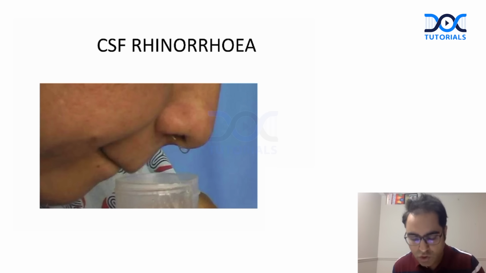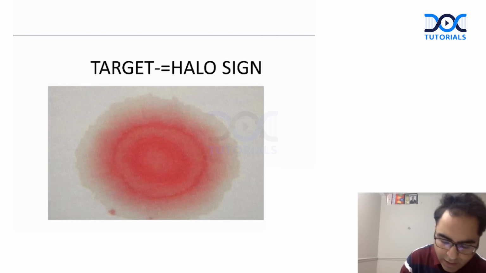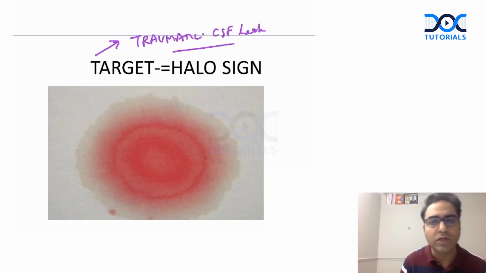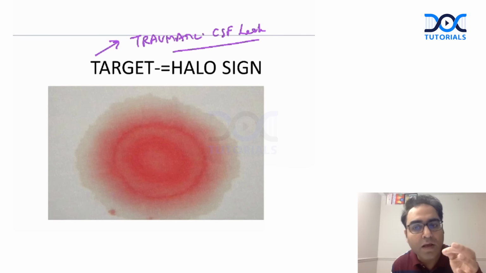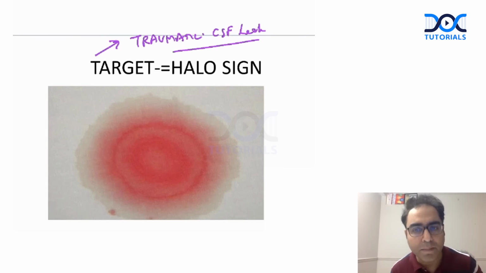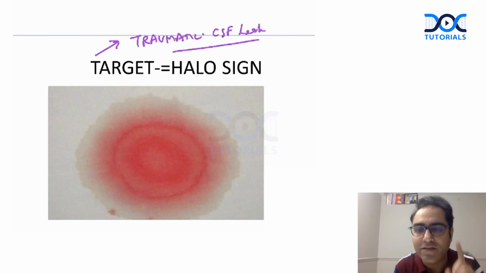Now, one visual question is the target sign or halo sign. T for target, T for traumatic. Target sign or halo sign is a feature of traumatic CSF leak. Why? In head injury, in skull base fractures, there is a CSF leak, but this leak is blood-mixed CSF. So when a drop of that falls on the filter paper, after drying, it leaves a red spot and a halo around that. This is called target sign or halo sign or double halo sign. These all are a feature of what? Not every CSF leak, only of traumatic CSF leak.